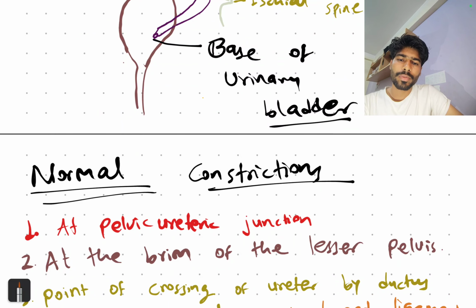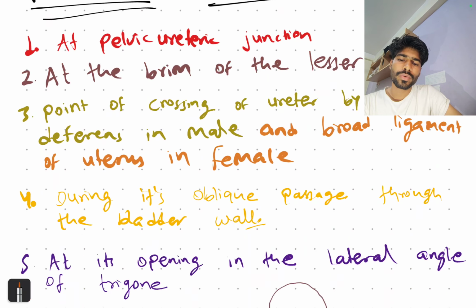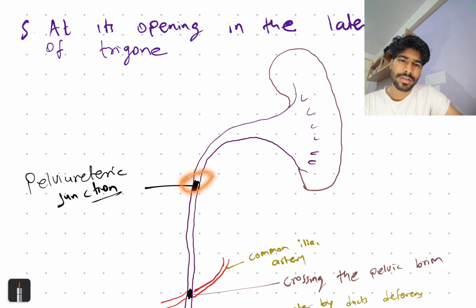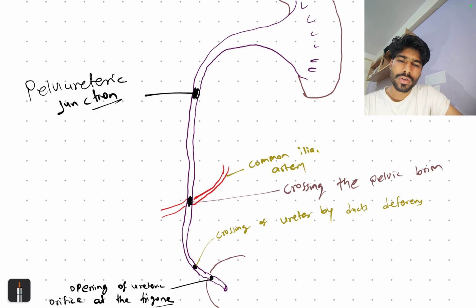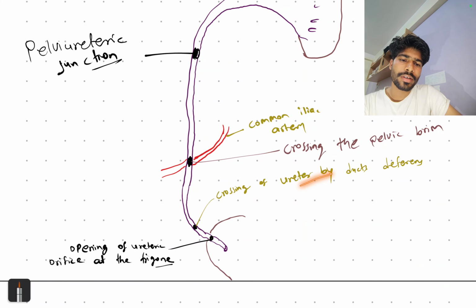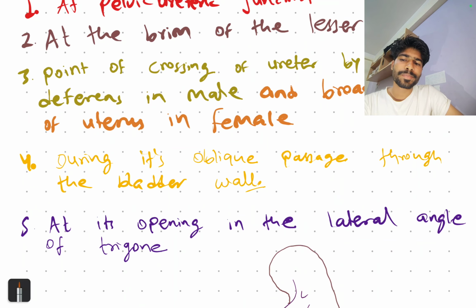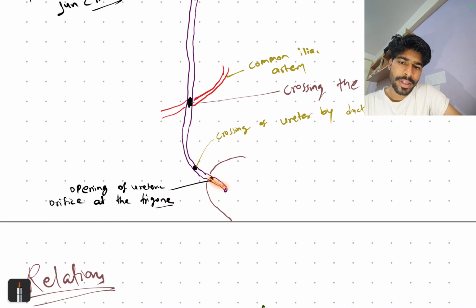Now let's talk about the normal constrictions of the ureter. So there are 5 normal constrictions of the ureter. First one is the pelvic-ureteric junction. Alright, then the second one is the crossing point of the pelvic brim by the common iliac artery. Third one is the crossing of the ureter by the ductus deferens. And the fourth one is the opening of the ureteric orifice at the trigone. And one more is there, that is during its oblique passage through the bladder wall. Alright, so this oblique passage is one constriction, and then near the opening at the trigone, that is the fifth one. So in this way there are 5 constrictions in the ureter.